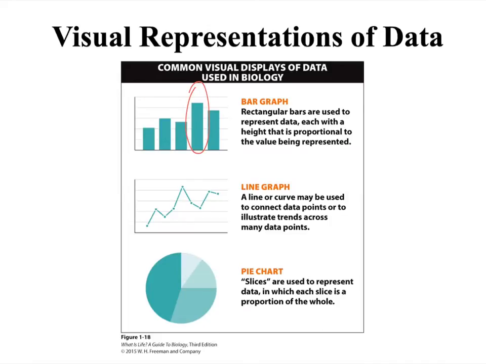Line graphs can show connections between data points and show trends. So in this graph here, we see a trend towards something increasing. And finally, you have pie charts in which the slices represent a percentage or a proportion of the whole shebang. We tend not to use pie charts quite as much, but they can still be very visually representative.